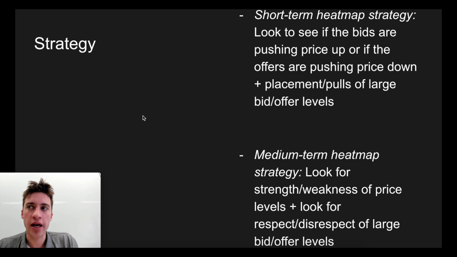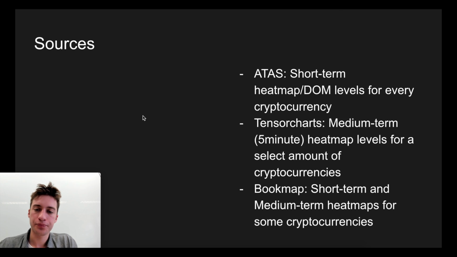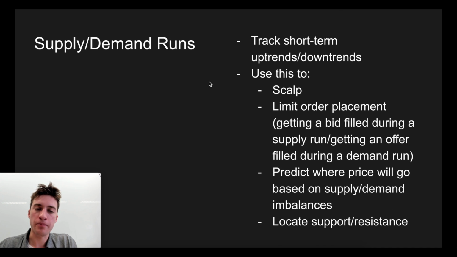Now, if we're able to master these micro, very, very short-term movements of upward or downward movement, then we have many advantages. We can scalp, we can get limit order placement, so we can get our bids filled during a supply run, so knowing not only when is a supply run going to begin, when am I going to have an opportunity to get my limit buy order filled, but where can I actually get the very best price possible? And same with getting an offer filled during a demand run.